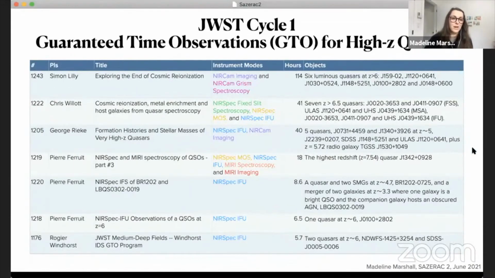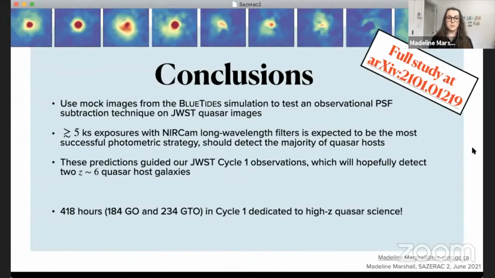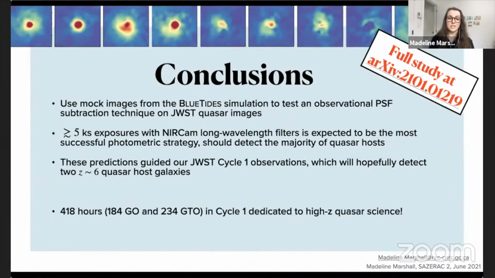So to summarize, I've been using mock images from the BlueTide simulation to test PSF-subtraction on JWST images to see if JWST can detect quasar host galaxies. The answer, in short, is yes. So we find that more than 5 kilosecond exposures with NIRCam long wavelength filters should be the most successful strategy and should detect the majority of quasar hosts.